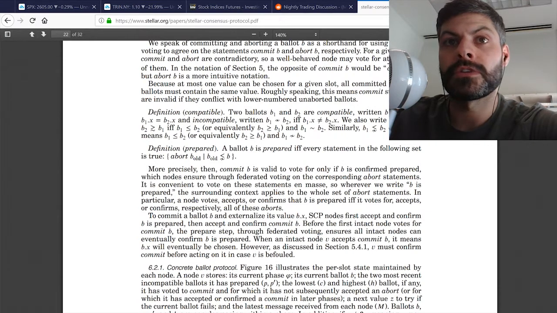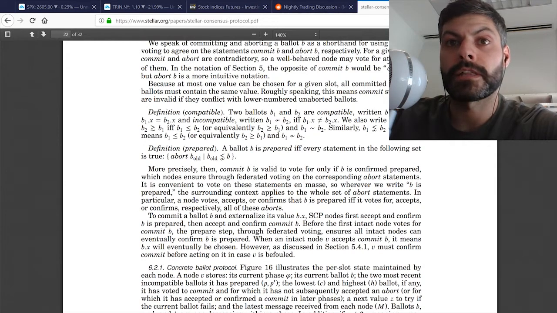It is convenient to vote on these statements en masse, so wherever we write B is prepared, the surrounding context applies to the whole set of abort statements. In particular, a node votes, accepts, or confirms that B is prepared if and only if it votes for, accepts, or confirms, respectively, all of these aborts.